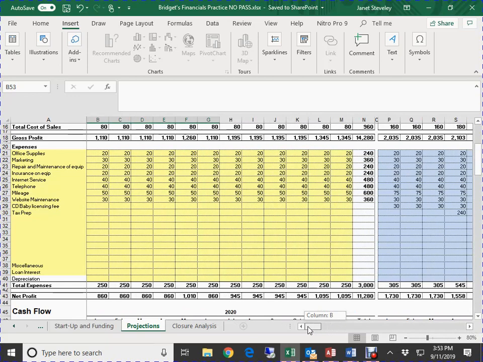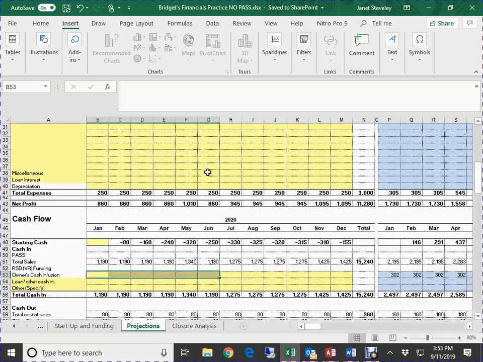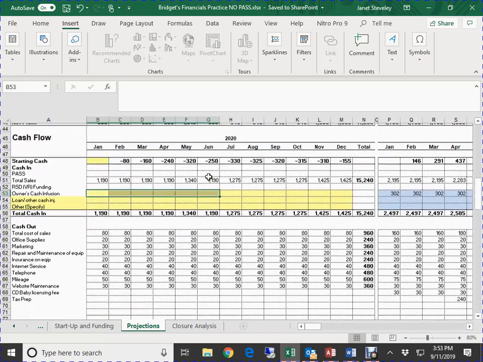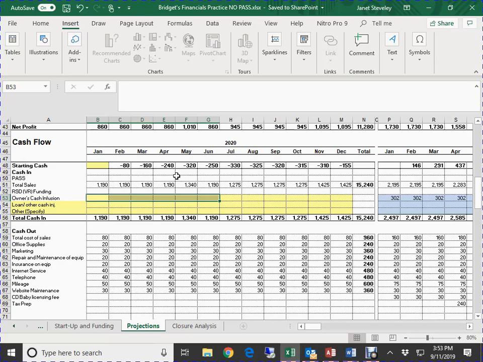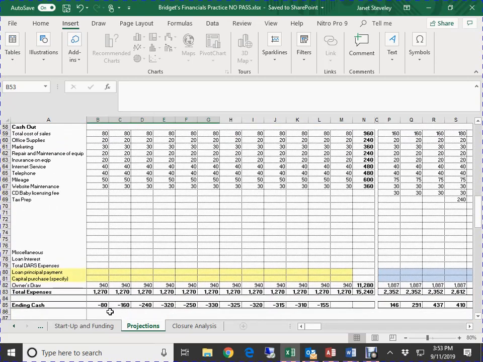So now you've been asked to look at cash flow. And if I scroll down to the cash flow statement, I want to look at the very bottom, the ending cash. And you'll see that based on these projections, it looks like Bridget is going to be cash flow negative in year one. You see negative numbers down here. And we know that being cash flow negative is bad because that means that she can't pay her bills. It's like her business checking account is overdrawn.